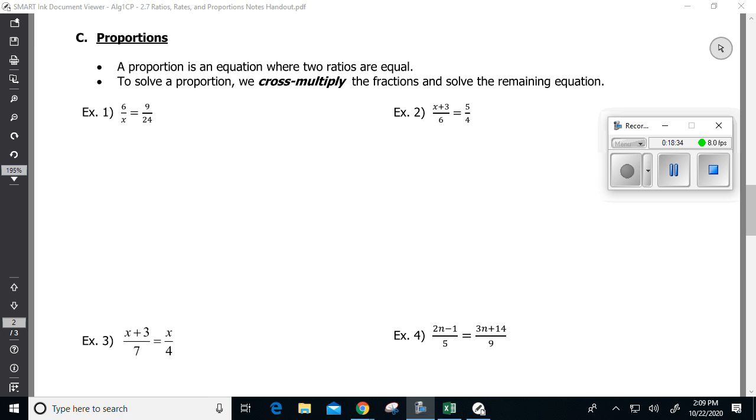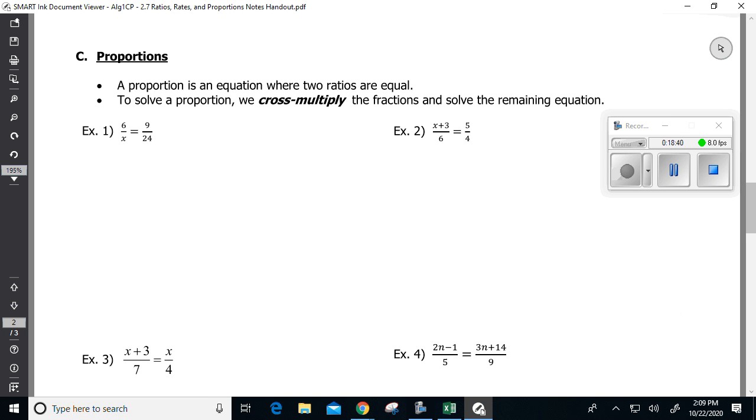So, part C, solving proportions. A proportion is an equation where 2 ratios are equal. So 6 over 10 equals 3 over 5. Two ratios are equal. Now, when you're solving a proportion, one of those 4 parts will be missing. One of those will have a variable. It can be any of the 4 parts.